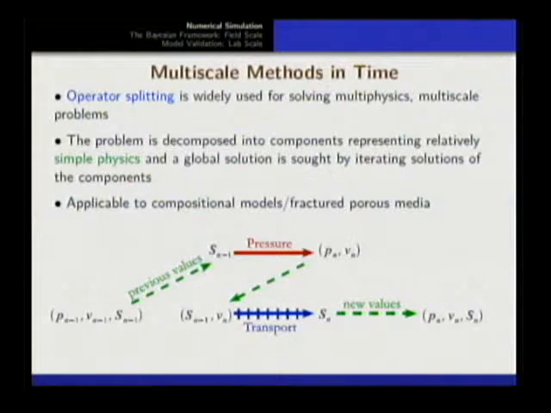So let me discuss briefly the method to discretize the time variable. This is a simpler version of the splitting that Marcel Murad indicated earlier today. The idea of operator splitting is to decompose large PDE systems describing multiphysics, multi-scale problems. And the original problem is decomposed in smaller systems that describe simple physics. At this point, it can be applicable to compositional and fractured porous media.